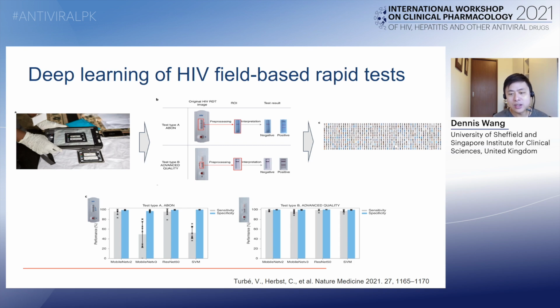So in this case, they used convolutional neural networks and also non-deep learning techniques like support vector machines to look at the images of these tests and determine whether it's positive or negative. And you can see here again, the performance of those algorithms really depended on the training data. So they had two sets of training data from two different lateral flow devices.